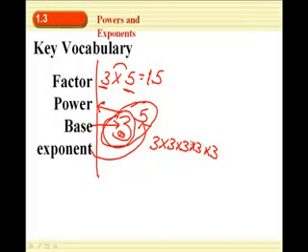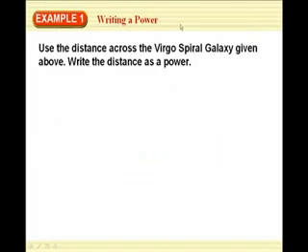So let's take a look at some powers and exponents here. Our first example deals with the Virgo spiral galaxy. At the top of the page, there's a little thing written about astronomy, right? There's a picture of it up there, kind of a cool picture on the top of page 15. A light year is the distance light travels in 1 year. Astronomers estimate that the distance across the Virgo spiral galaxy is about 100,000 light years. You can write 100,000 as a product. So write this distance as a power.